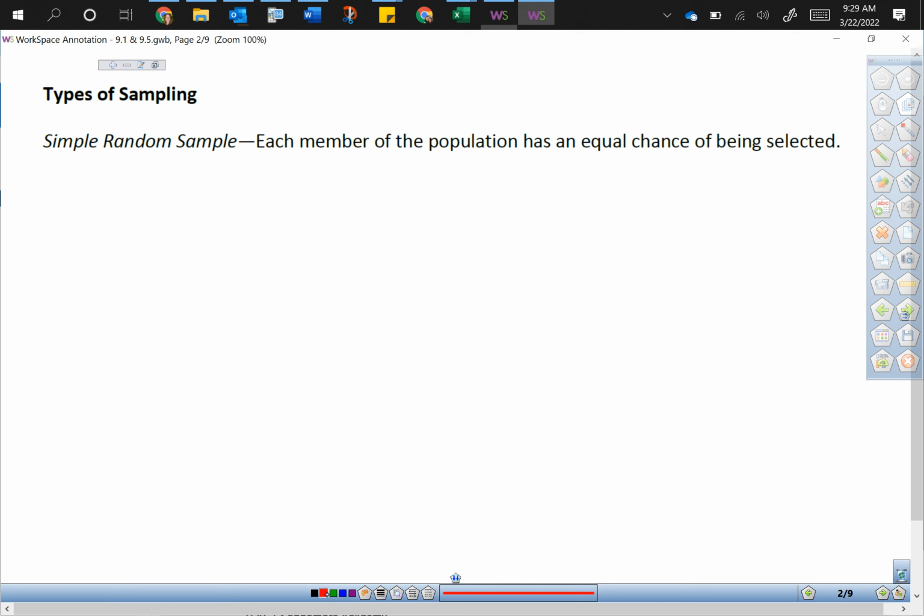There's a bunch of different ways you could do this. For example, you could assign each member a number. In this class, I could assign each one of you a number. Then I could put those numbers into a hat and draw a number. Or I could use a random number generator.